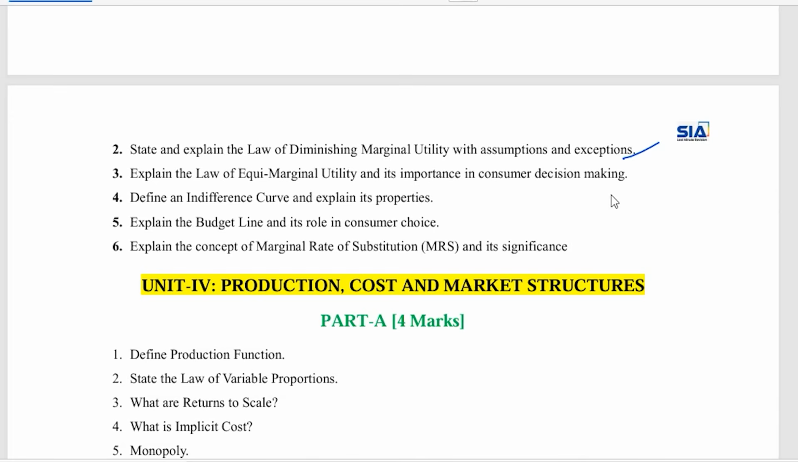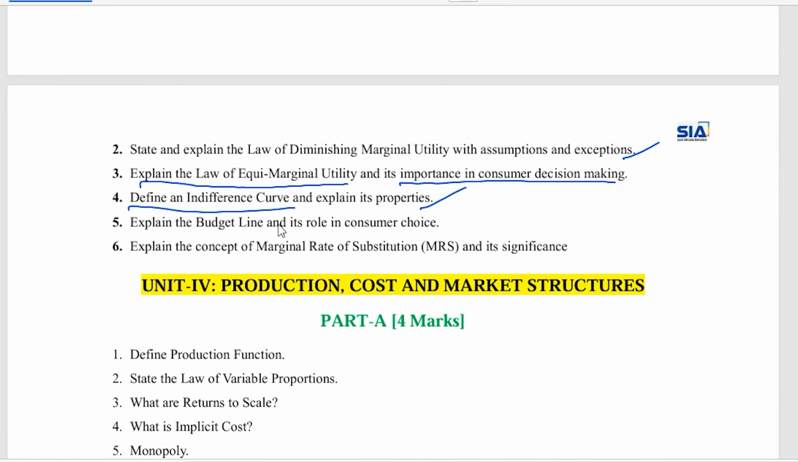Next question, explain the law of equimarginal utility and its importance in consumer decision making. Write the meaning part for law of equimarginal utility and explain their importance with proper side headings. Define an indifference curve and explain its properties.